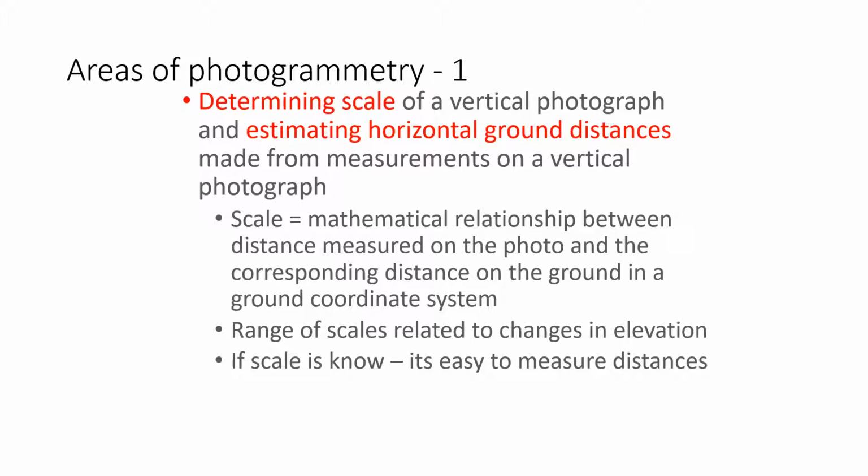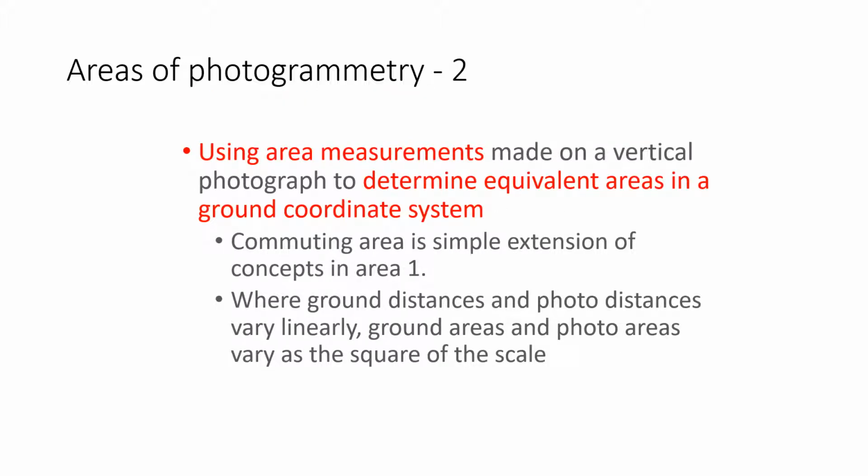So, a couple areas. First is determining the scale of a vertical photograph and estimating horizontal ground distances from measurements on a vertical photograph. Scale is a mathematical relationship between distance on the ground and distance in the air. Range of scale is related to changes in elevation. If scale is known, it's pretty easy to make a lot of measurements on the photos. The second one we look at is calculating area measurements. It's still the same. If you know the scale units, you can figure out the distances, and if you have two distances, you can use them to figure out areas pretty similarly.